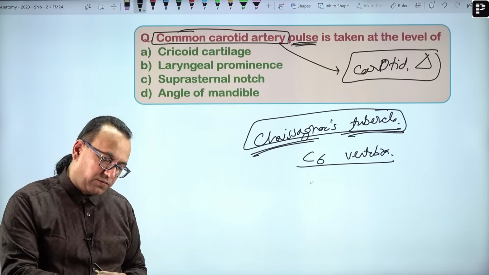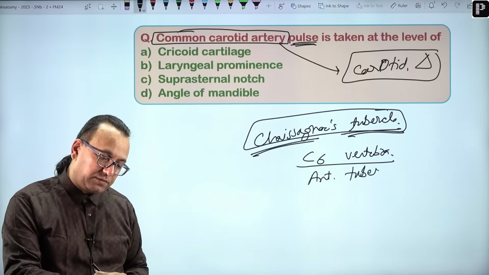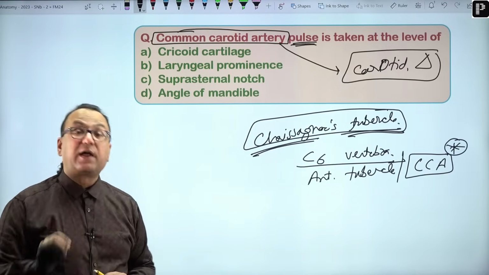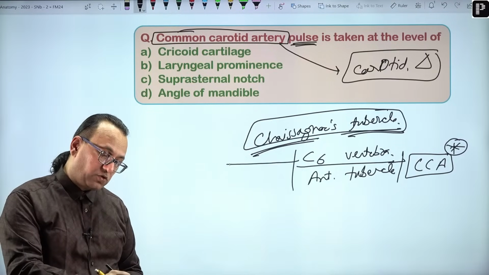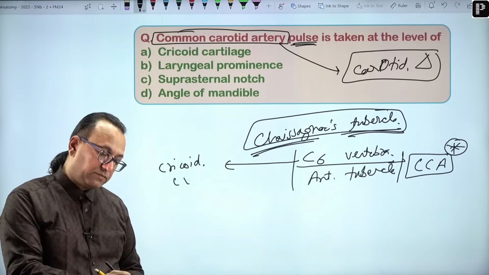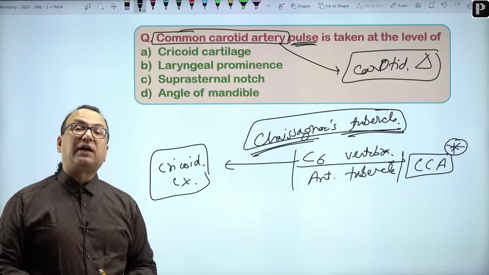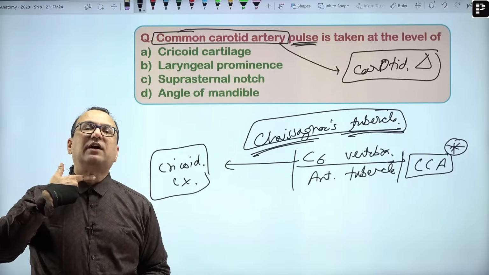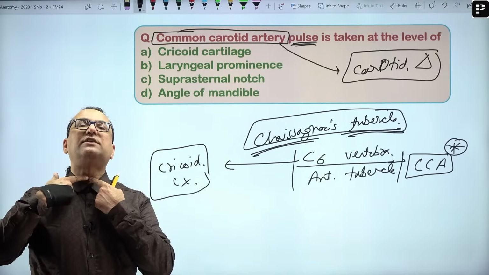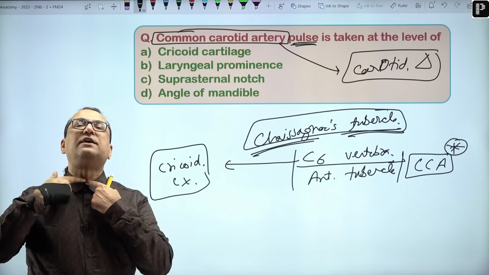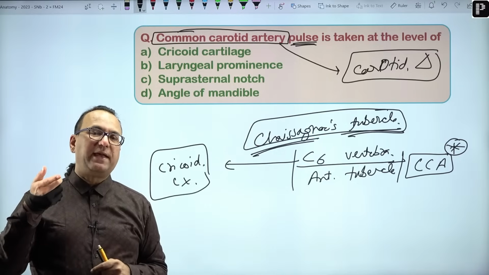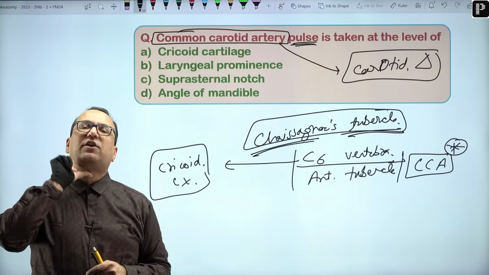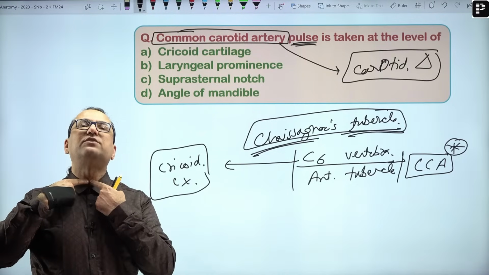In the C6 vertebra you will have one anterior tubercle, and on that anterior tubercle you can palpate or take the pulse of the common carotid artery, and this is C6, so cricoid cartilage. And how do you find the cricoid cartilage? The most prominent structure here is the Adam's apple, the thyroid cartilage. You feel the thyroid cartilage, go below that, you will have a ring here, the cricoid cartilage. That prominent thing is more prominent in males, but is prominent in females as well. Below the thyroid cartilage there is a ring-shaped structure which is the cricoid cartilage.